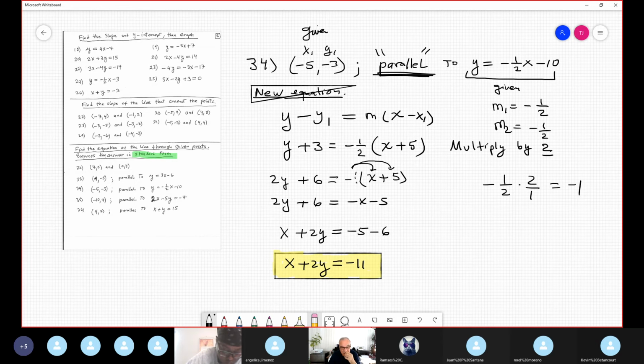Okay, let me try to take advantage. I want to copy this answer. In this moment, I want to spend the time. The given point is negative 5, negative 3. I'm copying one piece of paper. The given line is y equals negative 1/2 x minus 10. And the line we found is x plus 2y equals negative 8.